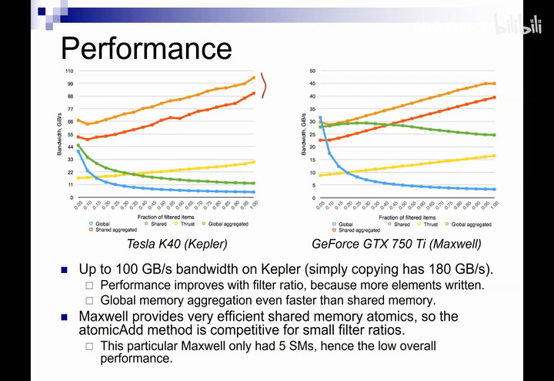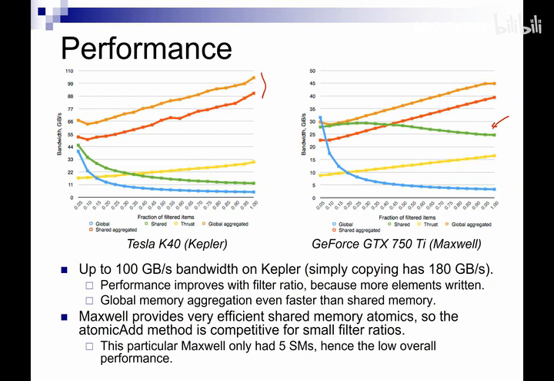Okay, so then they also tried this on a different architecture, the Maxwell architecture. And here, the Maxwell actually has pretty efficient shared memory atomic operations. So even if you just go back to the method based on atomic add, but doing that in the shared memory, that is this green line over here, even that gets pretty good performance, at least for low percentages of positive elements.